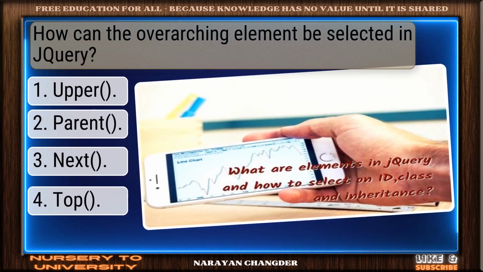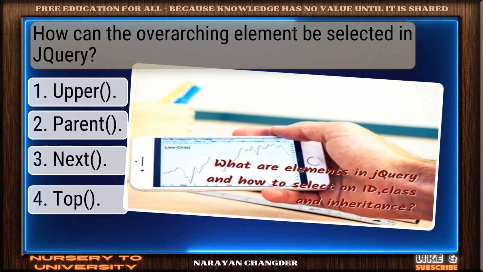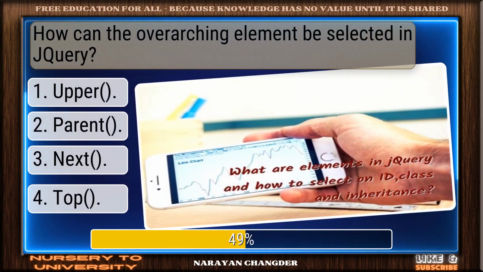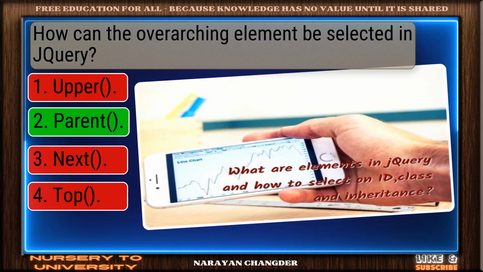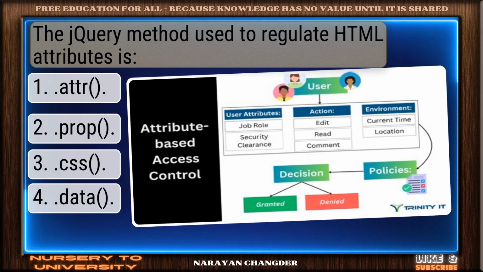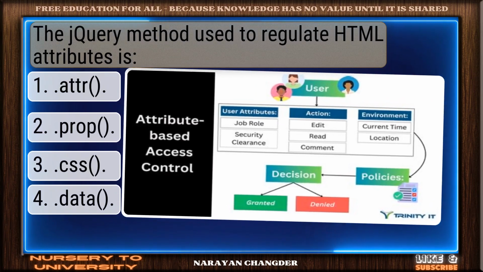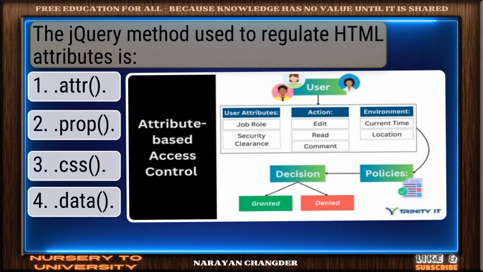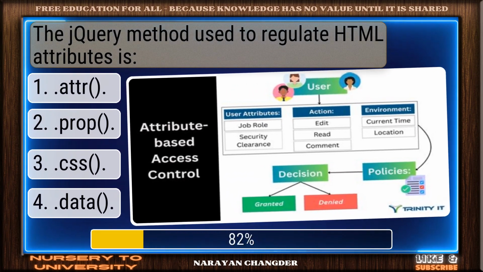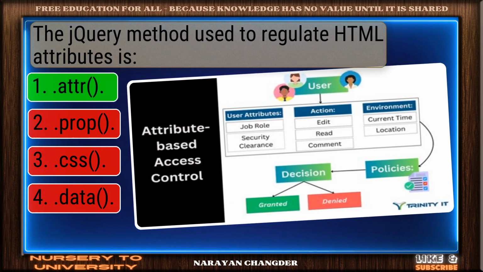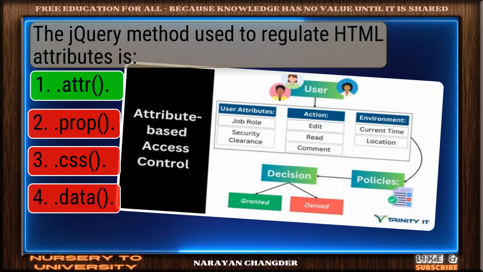Question number 29. How can the overarching element be selected in jQuery? Valid point. Parent is true. Question number 30. The jQuery method used to regulate HTML attributes is? Well reasoned. attr is the correct choice.